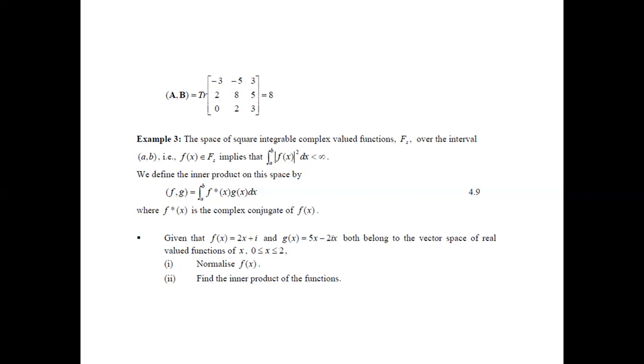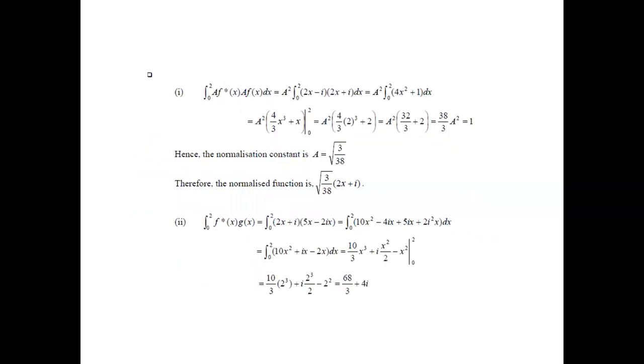Let's see an example of that. Suppose we are given f(x) equals 2x plus i, and g(x) equals 5x minus 2ix, both belonging to the vector space of functions of x for x between 0 and 2. 1: normalize f(x), and 2: find the inner product of the functions.